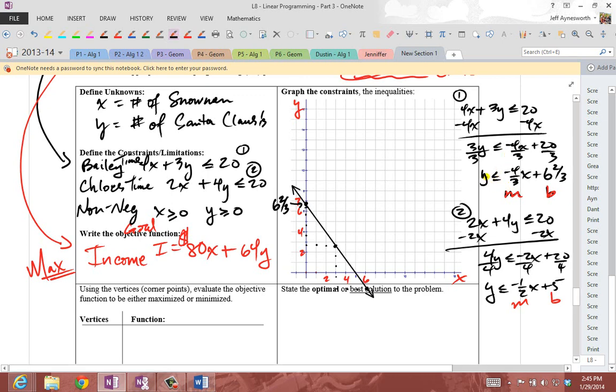Less than or equal to, that means it's solid and below. So we use the arrow technique and shade below. I'm going to label this inequality number 1.